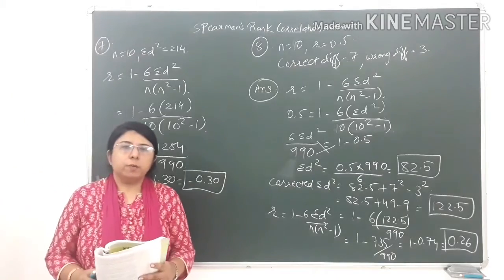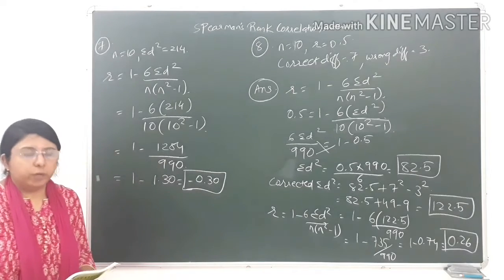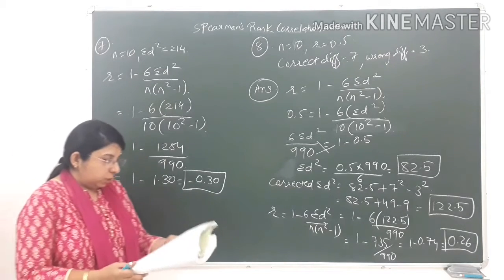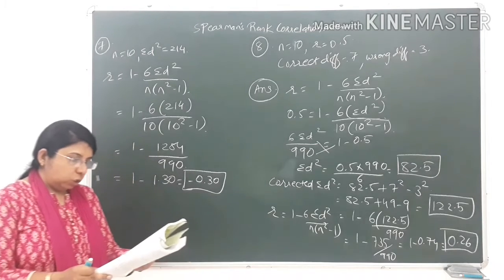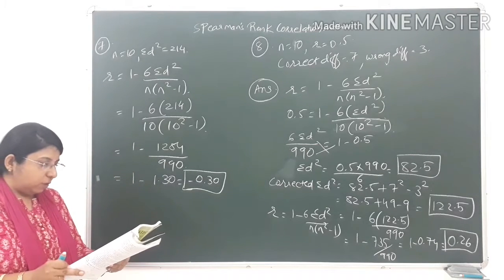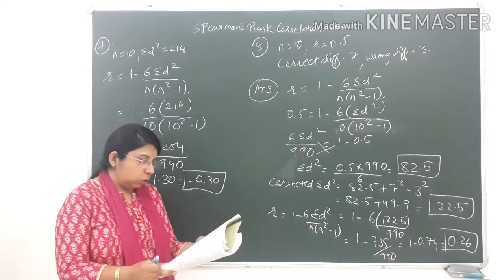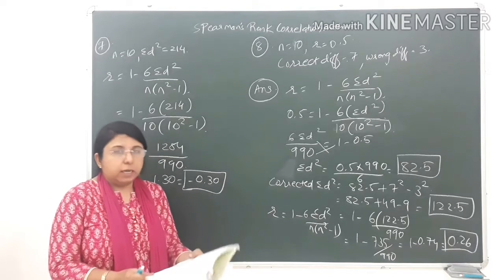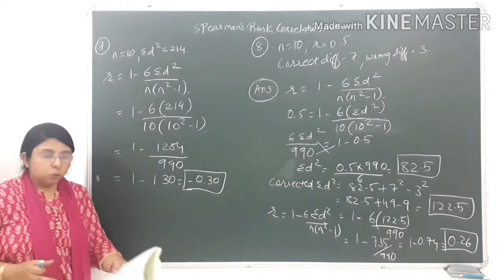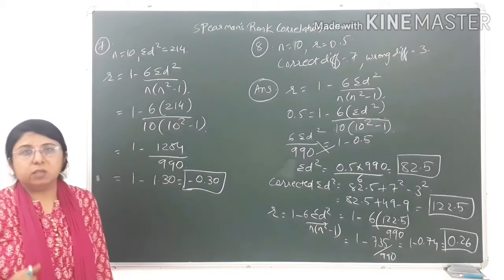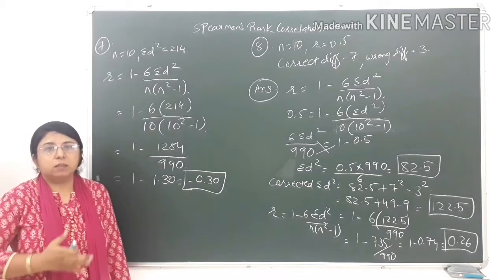Moving on to question number 7 of your exercise 2.3. First of all, let us read the question. 10 contestants are ranked in a beauty contest by 2 judges, and the sum of squares of differences in their ranks is found to be 240. Find the rank correlation coefficient. Over here, the data of two different judges of 10 contestants are not given to you, as we have already done in the previous sums.